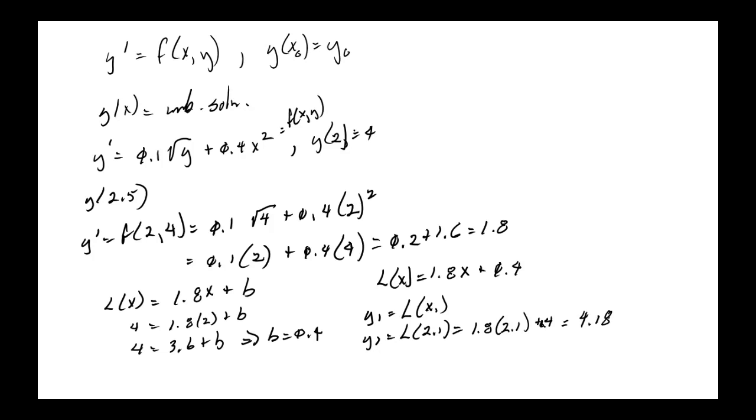Now, that would be 2.1. Then we could keep going from there and try to approximate where we're going to be at 2.5. Now here's how Euler's method has us do it. We've got that down. Let's do a little bit more for Euler's method here.